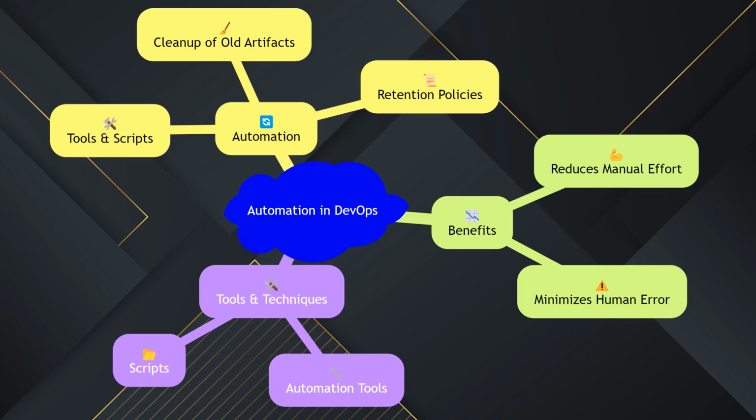Automation is a cornerstone of DevOps, and automating the retention process is no exception. By using tools and scripts, you can automate the cleanup of old artifacts and dependencies, ensuring that your retention policies are consistently applied. This reduces manual effort and minimizes the risk of human error. We'll discuss various automation tools and techniques that can be used to streamline the retention process.